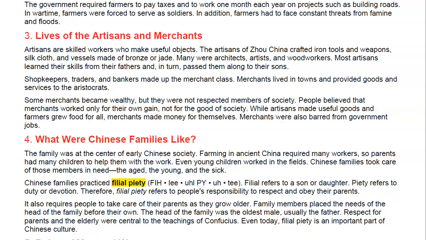Family members place the needs of the head of the family before their own. The head of the family was the oldest male, usually the father. Respect for the parents and the elderly were the center of the teachings of Confucius, which we're going to talk about next week, which is a religion in ancient China. Even today, filial piety is an important part of the Chinese culture.